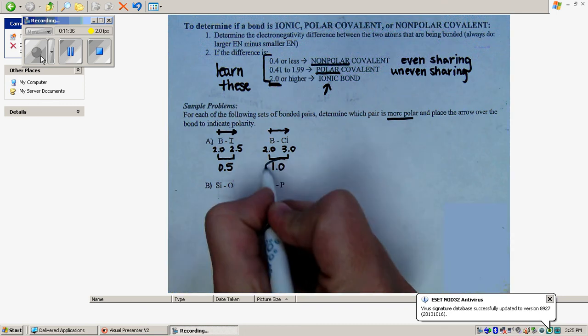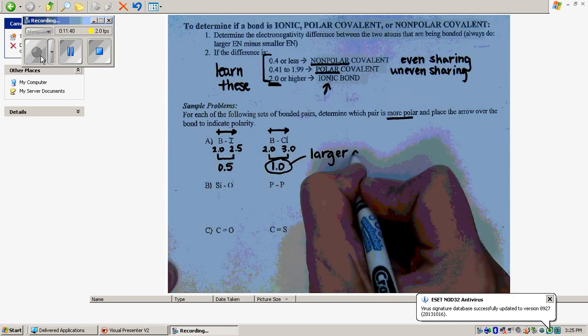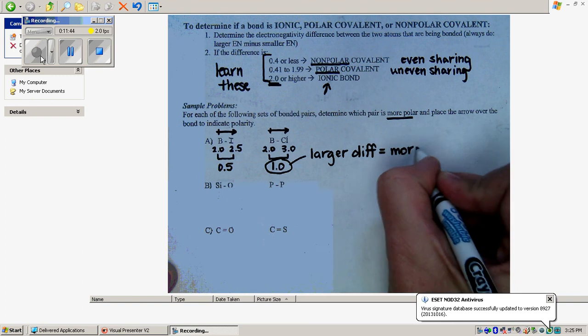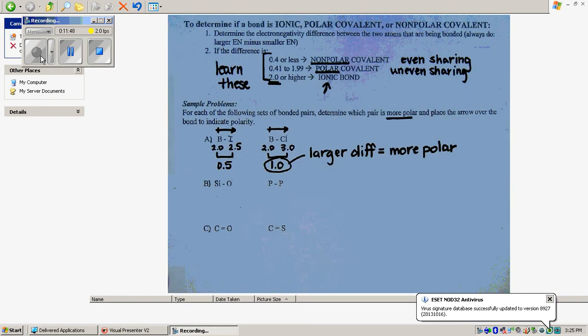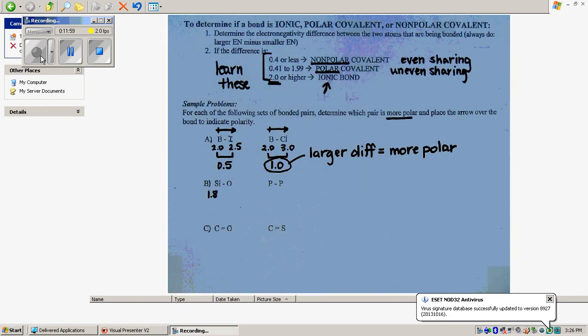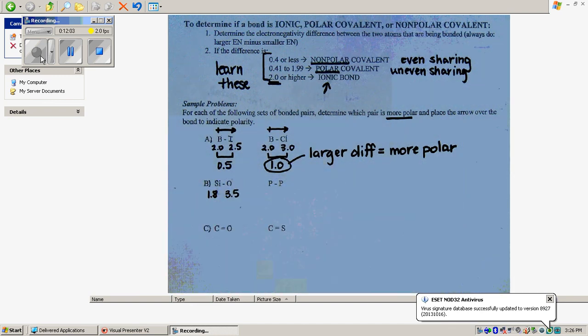So because this one is a larger difference, it means it's more polar. Means chlorine hogs the electrons worse than iodine does from boron. So larger difference means more polar. So let's try another one. If we look up Si on your table, you should find that it's 1.8. If you look up oxygen, it's 3.5.